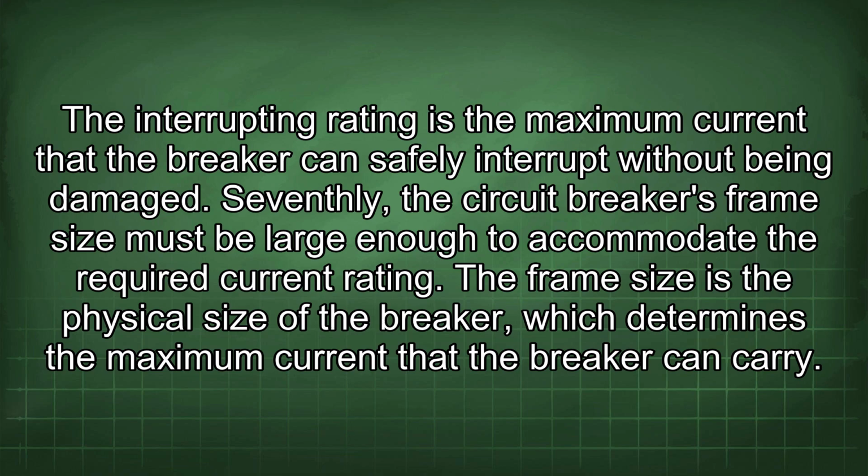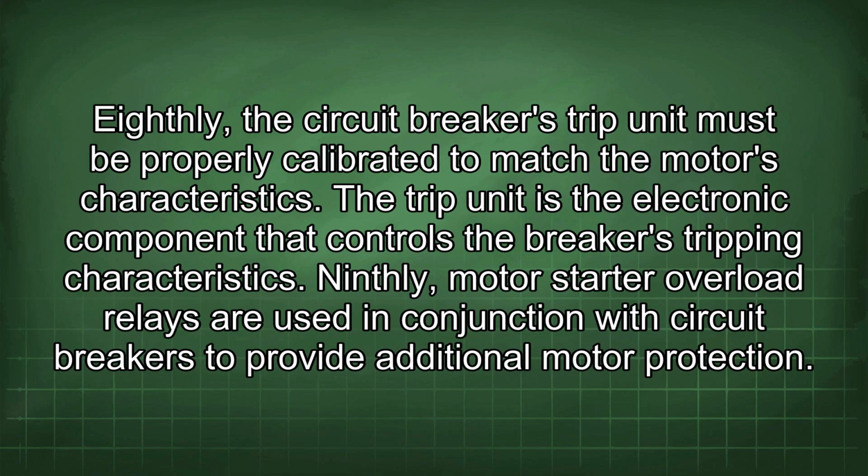Seventhly, the circuit breaker's frame size must be large enough to accommodate the required current rating. The frame size is the physical size of the breaker, which determines the maximum current that the breaker can carry. Eighthly, the circuit breaker's trip unit must be properly calibrated to match the motor's characteristics. The trip unit is the electronic component that controls the breaker's tripping characteristics.